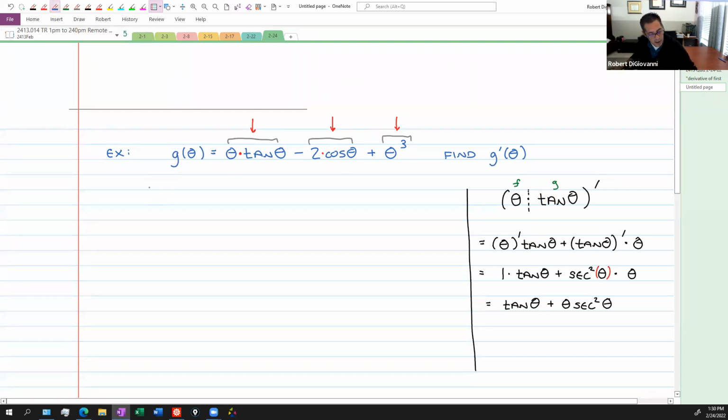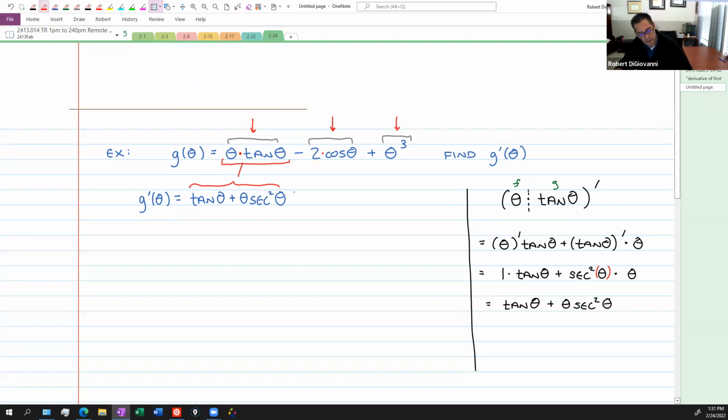So I think I'm ready to write everything down here. G prime theta should be the derivative of this, which I just found out over here was tangent theta plus theta secant squared theta. Okay, that is just the derivative of this.